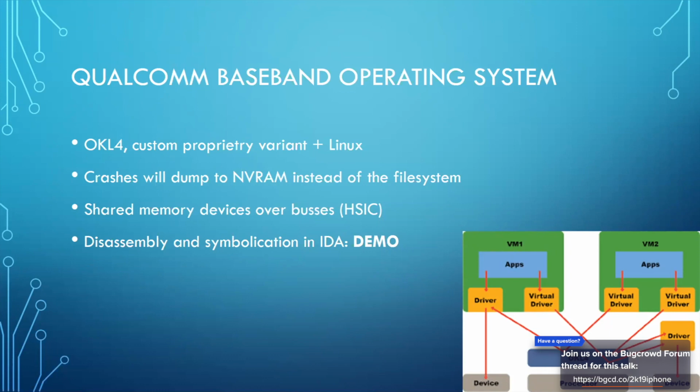So what I found from taking a look at this operating system is that there are shared memory devices over buses, in this case high-speed USB, that you can access, except they are all in their own context, as you can see here in the image on the right bottom. You can see that the OKL4 kernel's task, as it is a hypervisor, is to divide all drivers in different contexts and all apps in different contexts so that they are completely separated from each other for security reasons.